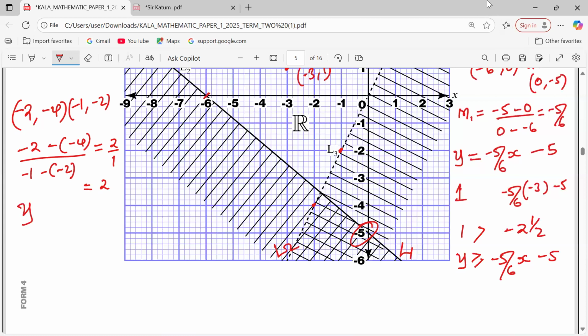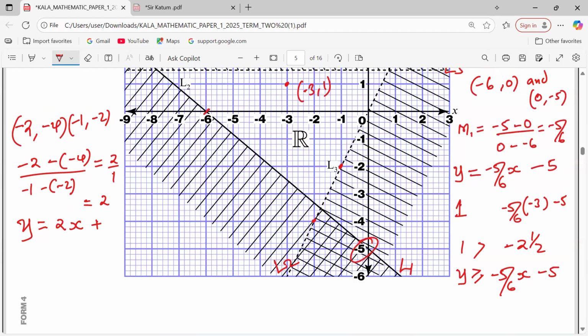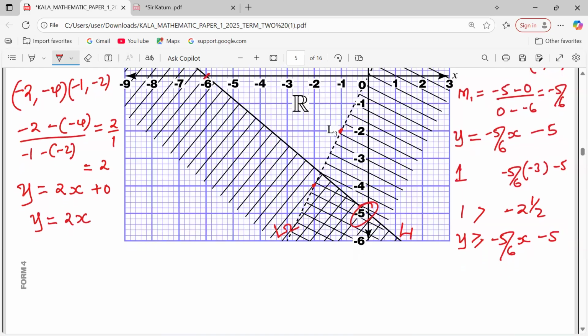The equation shall be y equals gradient multiplied by x, then plus the y-intercept, which is 2 times x. Where is this line cutting the vertical intercept? At 0. So generally, it's y = 2x. This is the equation for line 2.